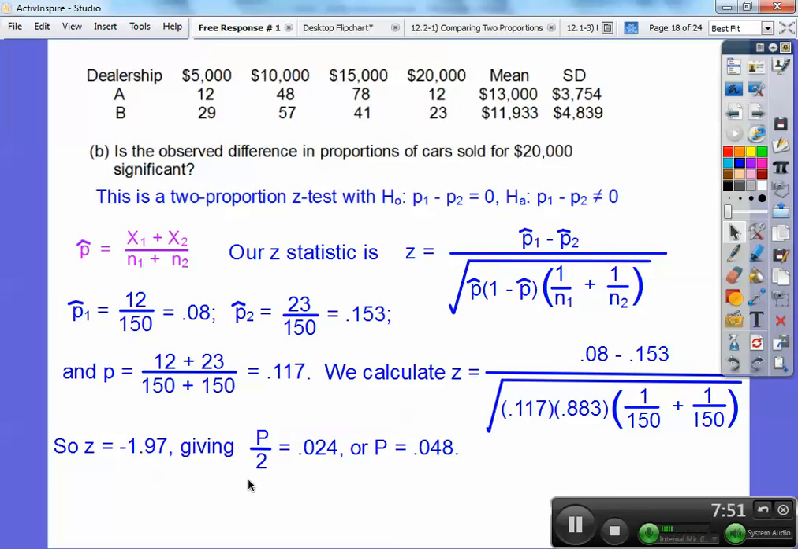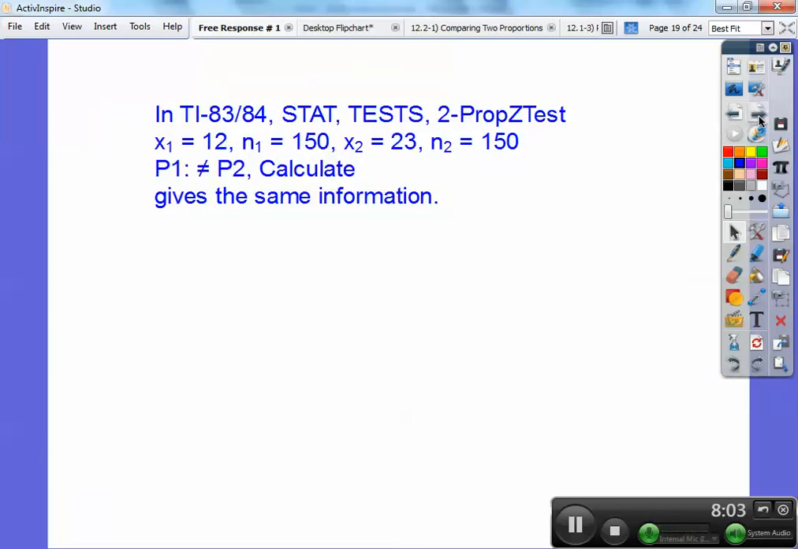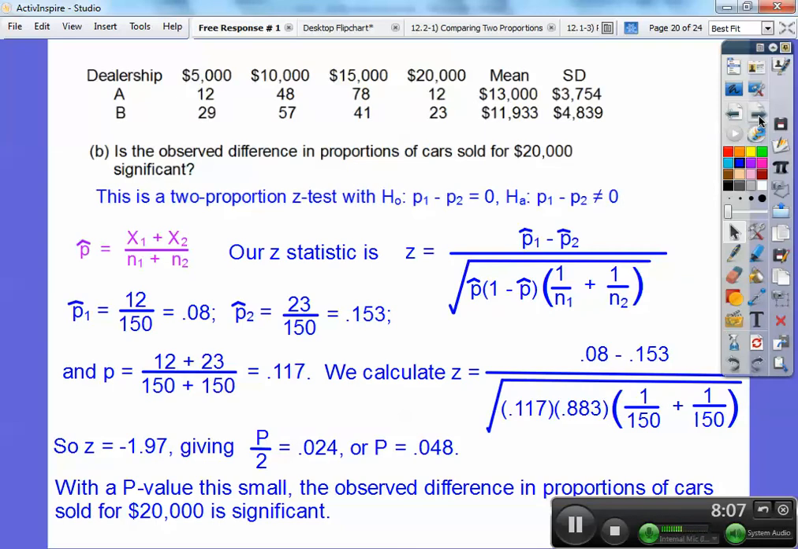So you go to your z table and look up negative 1.97. Remember, this is a two-tail test, so I get 0.024. Multiply by 2 and I get that, and that's less than 0.05. So that's how you do it, and you can also do it on your calculator. That's less than 0.05, so it is significant in the proportions of cars over $20,000. The difference between them is significant.